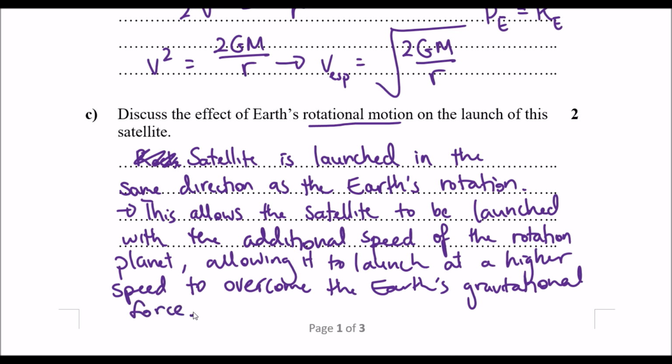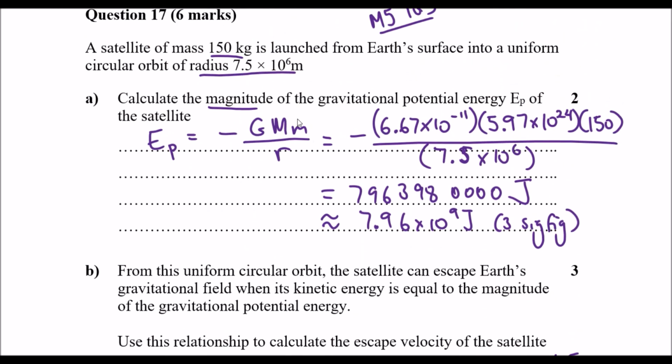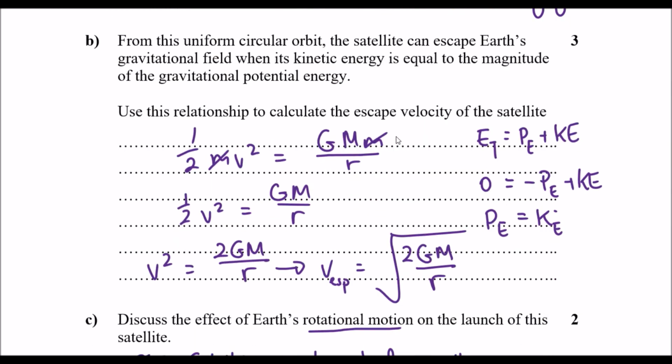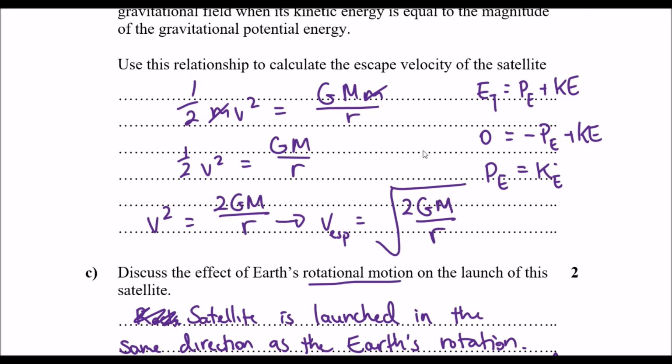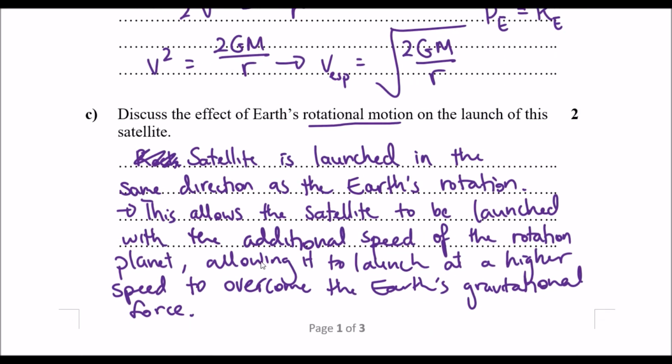Okay, and that gives you a nice little explanation of how we can derive, or look at gravitational potential energy, then look at deriving escape velocity, and why it is so crucial that we launch any form of satellite or rocket in the same rotation as the Earth's rotation, because it provides us with additional speed. Hence, we have more energy to overcome the Earth's gravitational force.